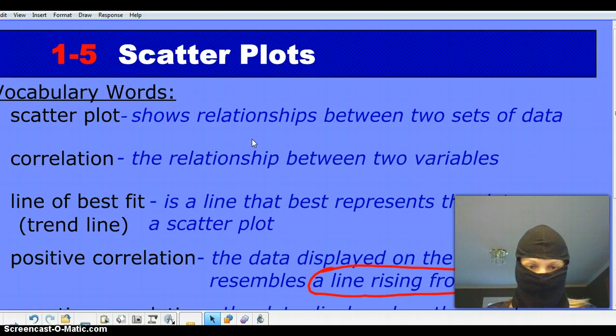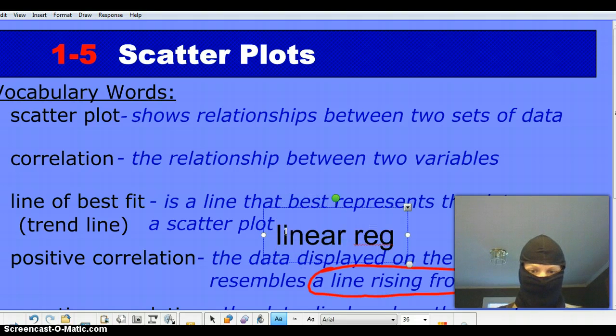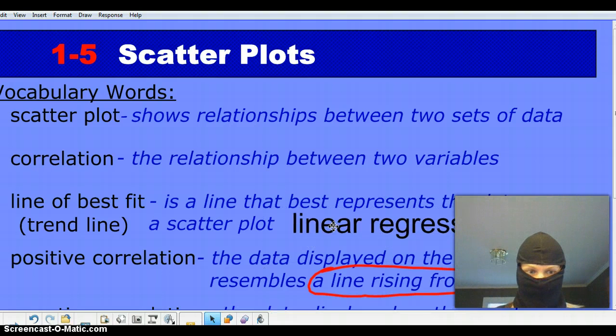The correlation is the relationship between the two variables. The line of best fit, also called the trend line. And again, this has many different names. Sometimes it's just called the linear regression. And I believe you see that mostly on your test. So we've got three names. We've got the line of best fit, the trend line, or the linear regression. And that is a line that represents the data on the scatter plot.